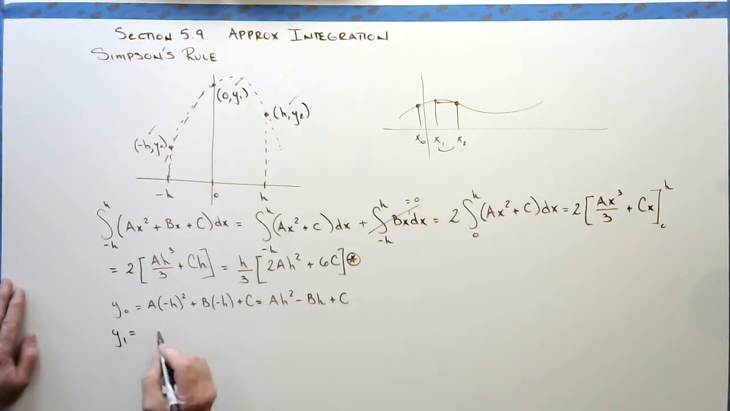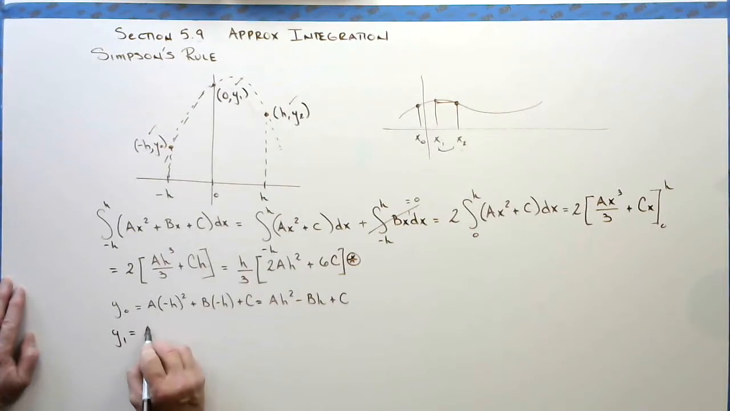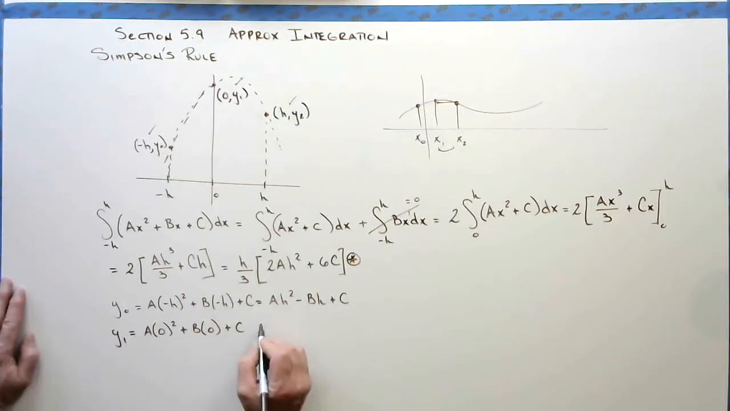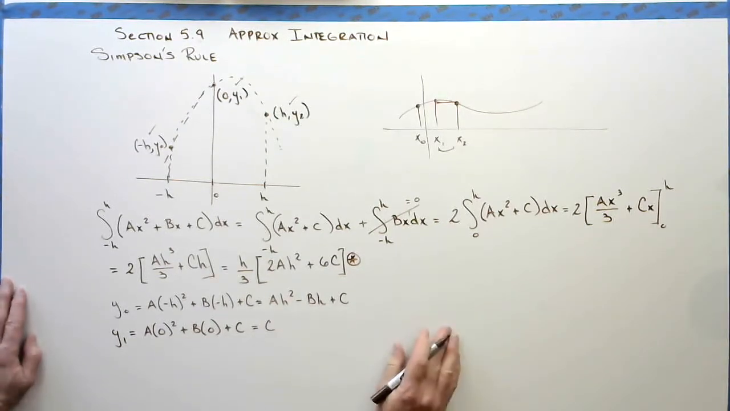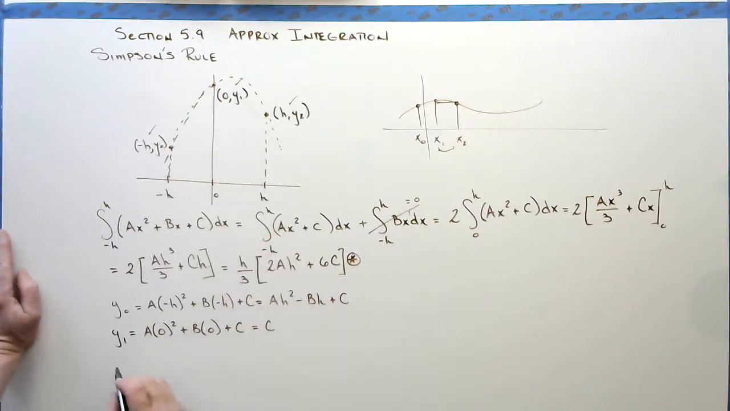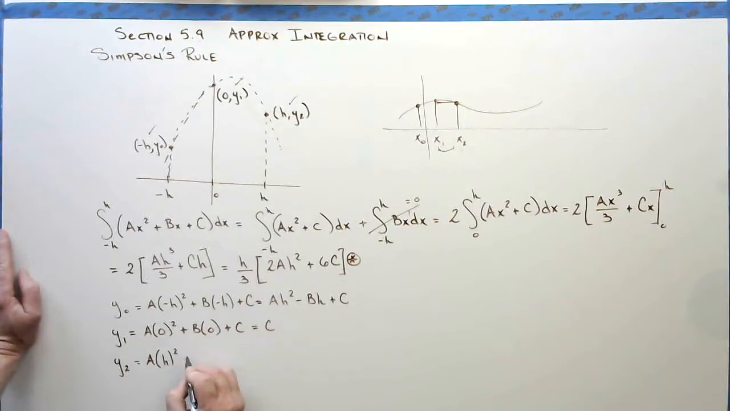Y sub 1, well, y sub 1, x is 0. So when we plug this in, we're going to get a times 0 squared plus b times 0 plus c. And that gets us just c. So y sub 1 is equal to c. What about y sub 2? Well, y sub 2 is equal to, if we plug in x equals h, we're going to get a h squared plus bh plus c.